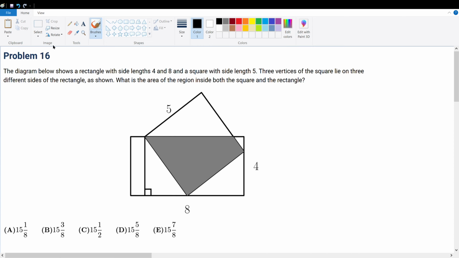Problem 16. The diagram below shows a rectangle with side lengths 4 and 8 and a square with side length 5. Three vertices of the square lie on three different sides of the rectangle as shown. What is the area of the region inside both the square and the rectangle?